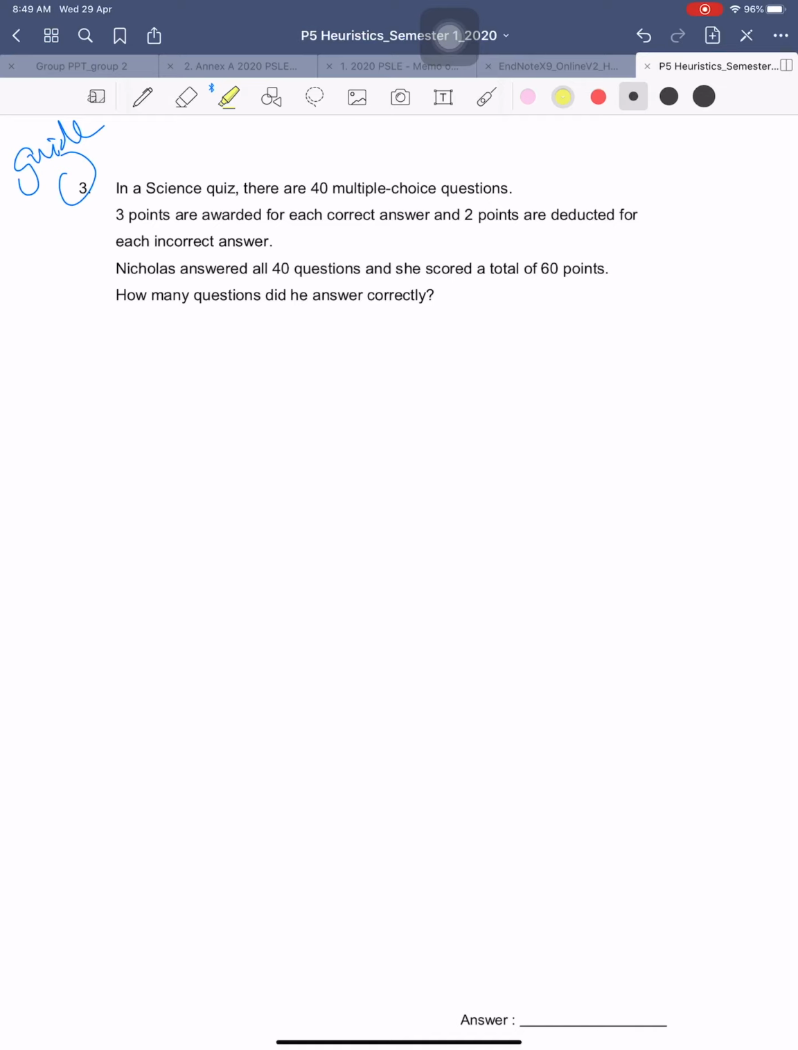Alright, so you have a science quiz, total 40 MCQ questions. Now this MCQ is very unique because if you get the answer correct, you get 3 points. You will get 2 points deducted if you make an incorrect mistake. Okay, so that means they'll take away 2 points from you. Now Nicholas answered all the 40 questions and the total is 60 points. The question is, how many questions did he answer correctly?